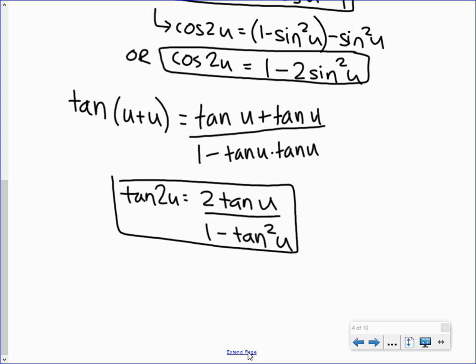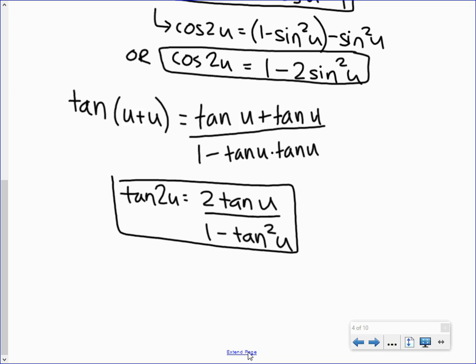Okay, so essentially there are 3 double angle formulas. However, we rewrote the cosine formula using our Pythagorean identity. So we actually have 5 double angle formulas? All 5 will be shown on the quiz and test. So those things are provided for you. You can then choose from that list.